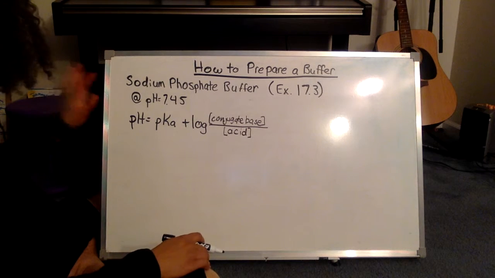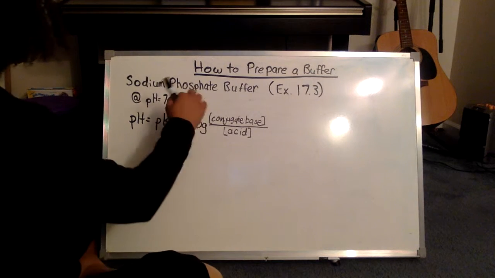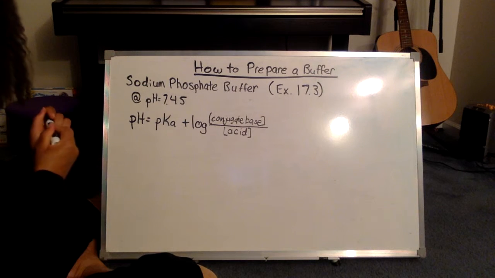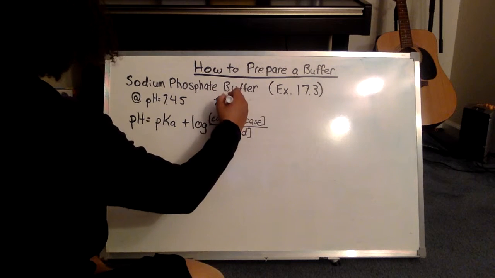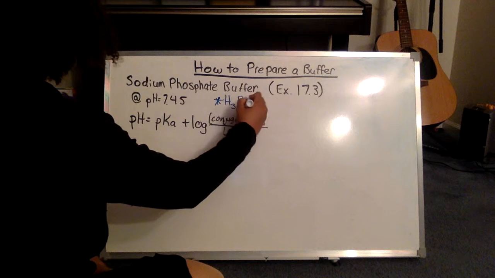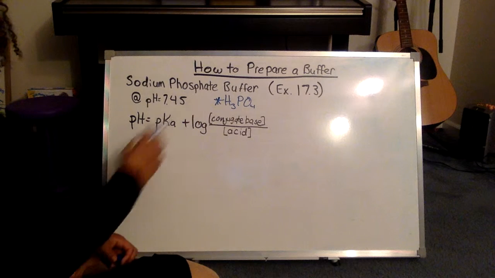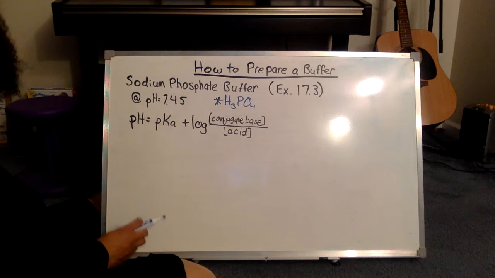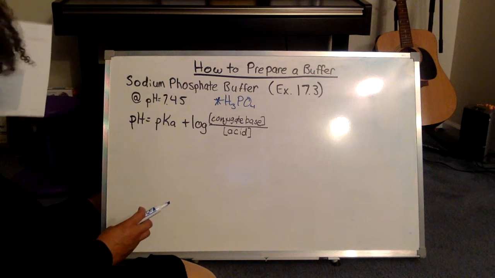Okay, so we are going to make sodium phosphate buffer, but what's important about it is that when we're talking about phosphate, we are considering phosphoric acid. Phosphoric acid looks like this. It's what's called a triprotic acid. Why? Because there are 3 protons in it. It is a weak acid.